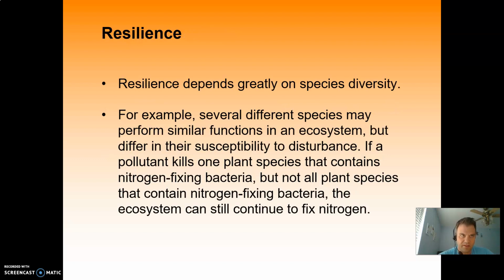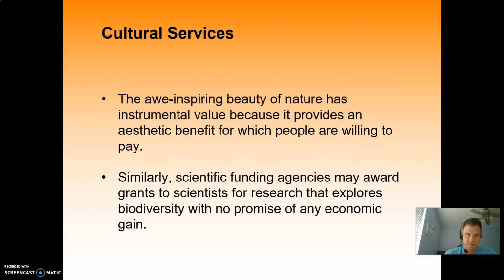Resilience. Another service. Resilience depends greatly on the species diversity. We've talked about this before. Here's an example. Several different species may perform similar functions in the ecosystem, but differ in their susceptibility to a disturbance. For instance, if a pollutant kills one plant species that contains nitrogen-fixing bacteria, but not all plant species that contain nitrogen-fixing bacteria, the ecosystem can still continue to do that nitrogen fixation. However, if it's only one species in there, that means the entire species will die and therefore won't be able to provide that service. So resilience is a big service.